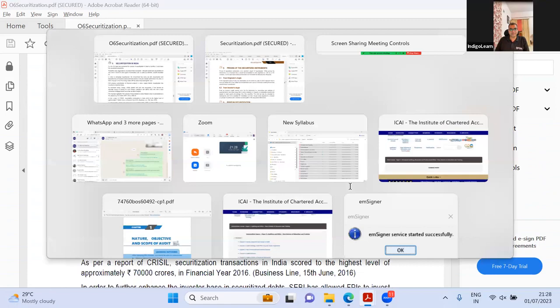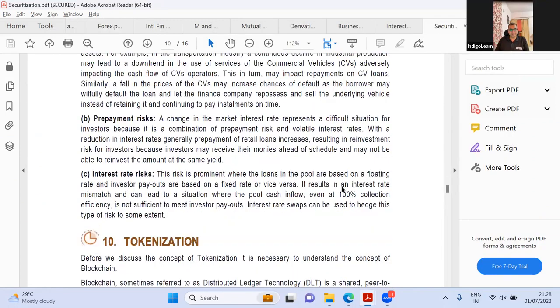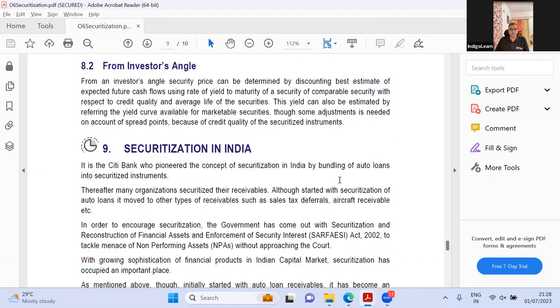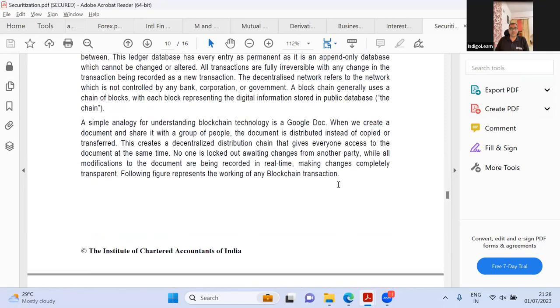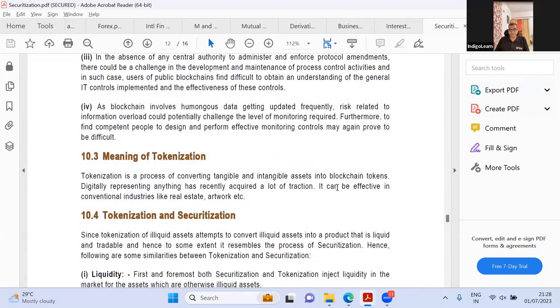Risks. Yeah, now they've added something called risks. So this is risks that is available. And then tokenization. Yeah, tokenization was not there. So they have added tokenization and applications of blockchain. So this is something related to blockchain. This is good. By the way, this is good.